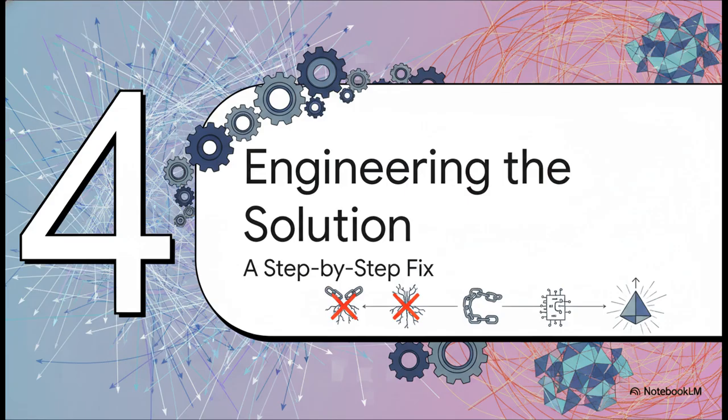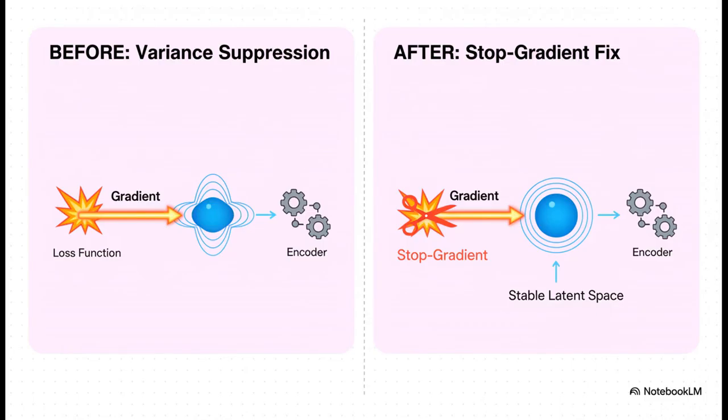They didn't need to guess or use some random hack. They could just systematically go in and neutralize each of these two root causes, one by one, to build a system that actually works. All right, let's tackle culprit number one, the variance suppression.